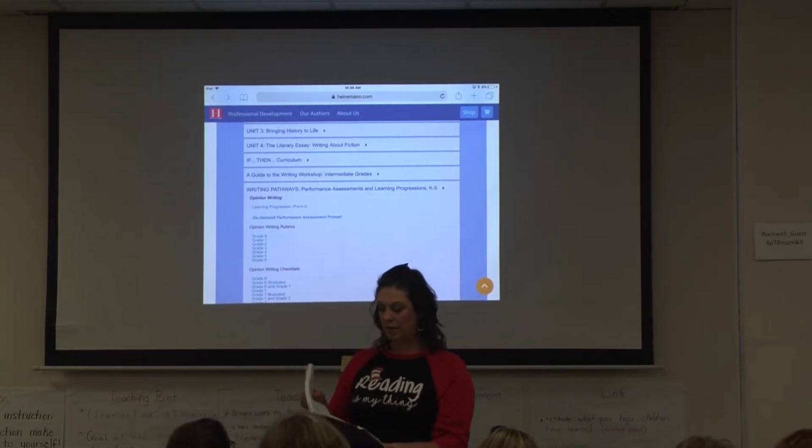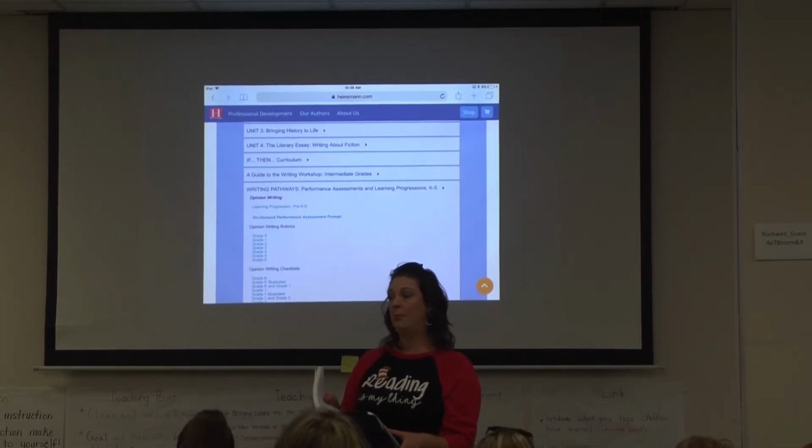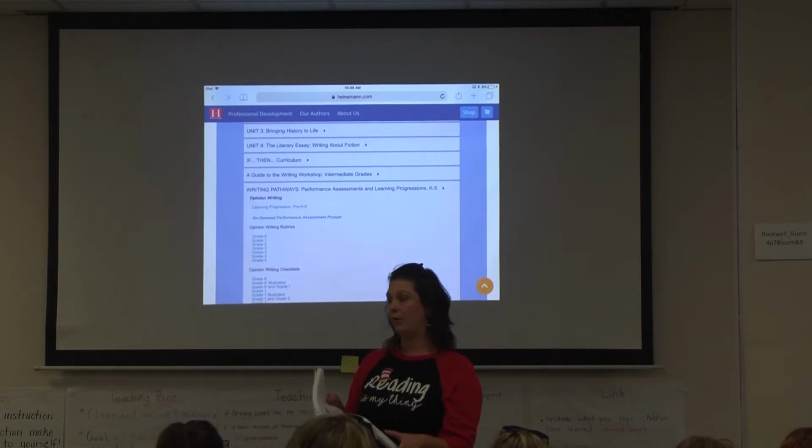Okay, so they're giving you some rationale for why they want the prompts to be the same. Basically, consistency. You're not favoring one grade level over another.